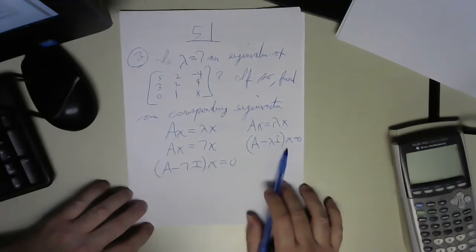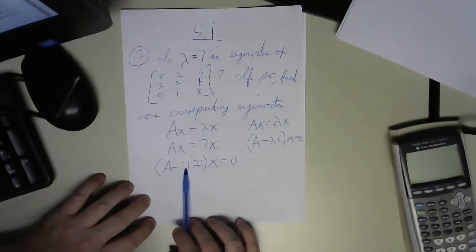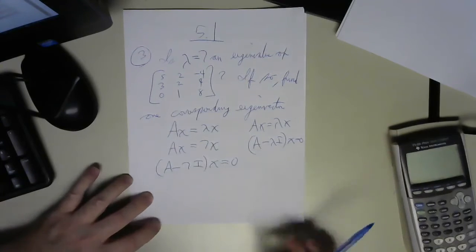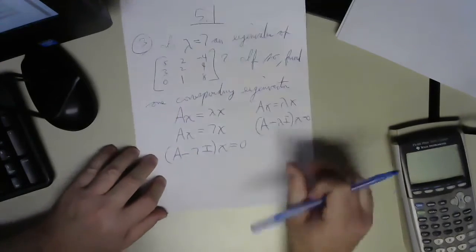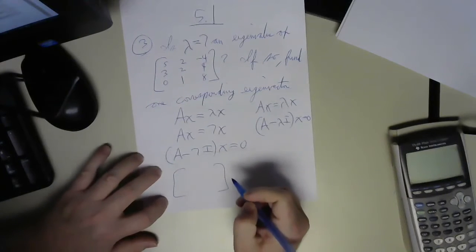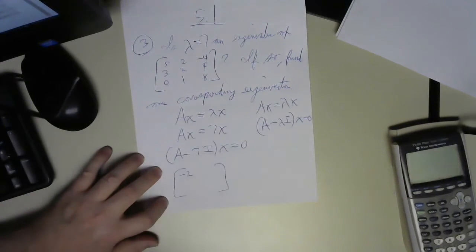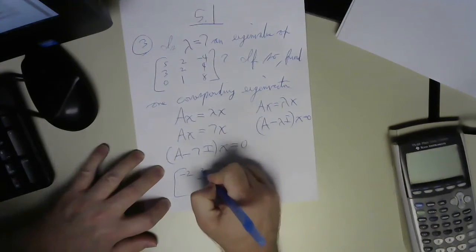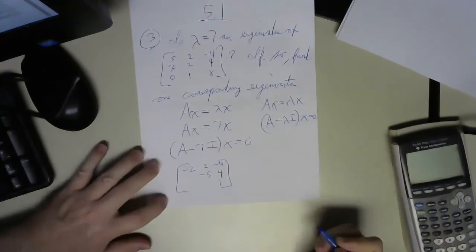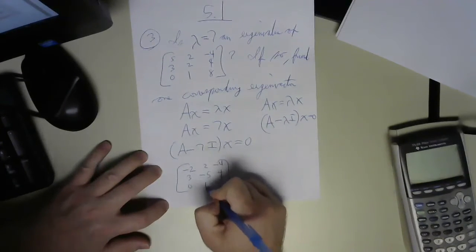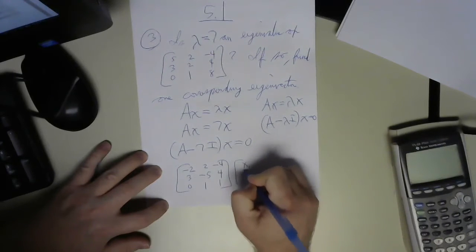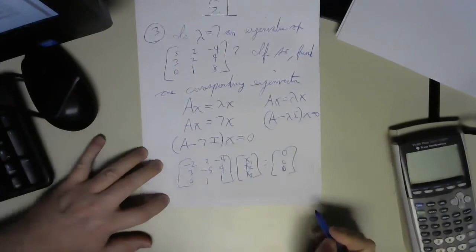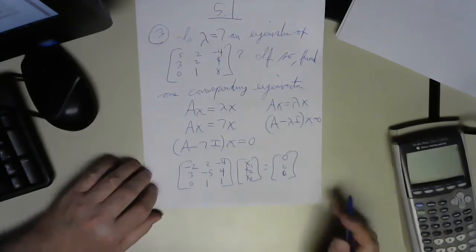And that I, of course, is the identity matrix. So essentially, I'm subtracting 7 from all of the main diagonal elements and multiplying it by x and trying to make that equal 0 for some x. So let's do that. So 5 minus 7 is negative 2. 2 minus 7 is negative 5. 8 minus 7 is 1. But all the other elements are the same. So is there a solution, x1, x2, x3 for this system? Well, we'll find out.